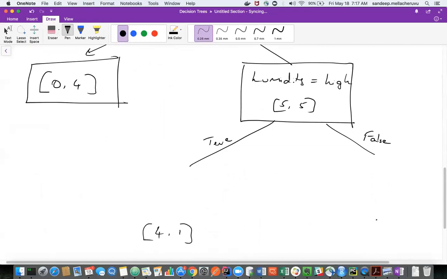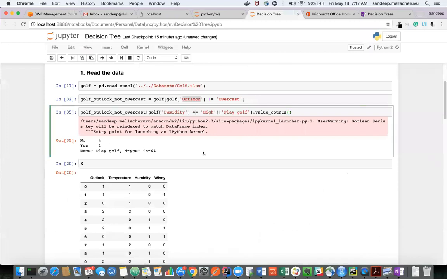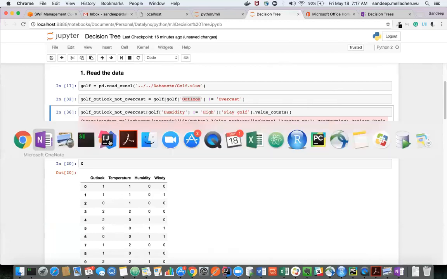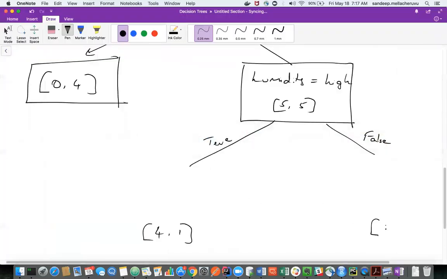What about this side? This side, we have to say humidity not equal to high. Then again we are getting 1, 4. The reason it is 1, 4 is it always starts with no. The number of no's is 1, number of yes's is 4. So it will be 1, 4.